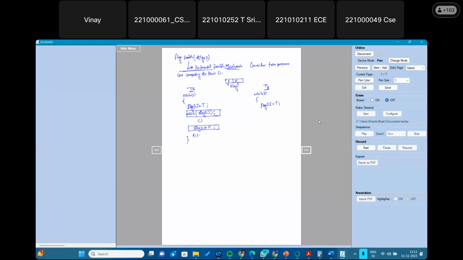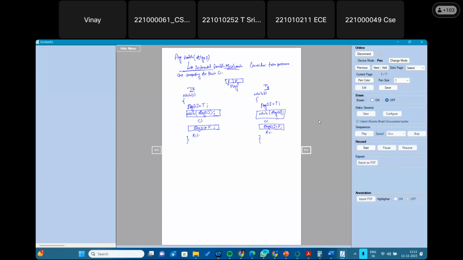Similarly, while flag 0, critical section, make it false, remainder section, right?